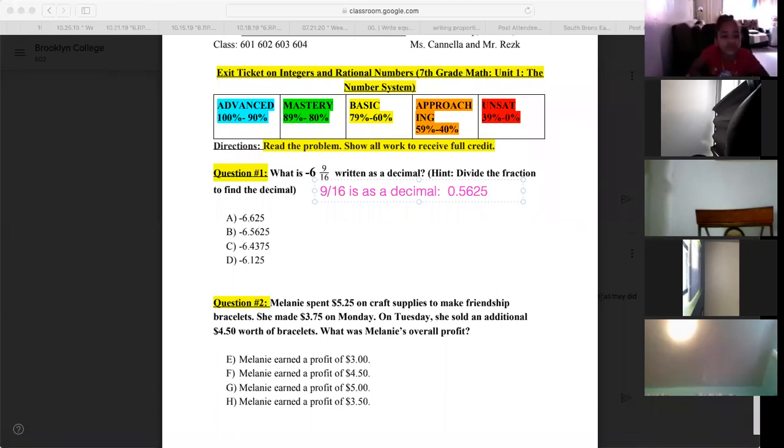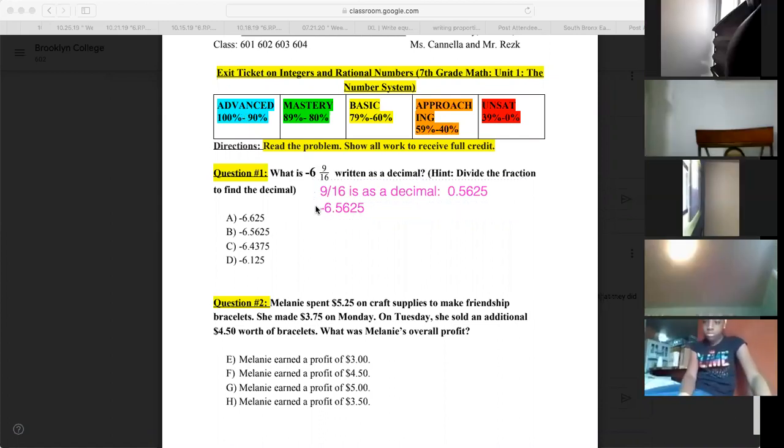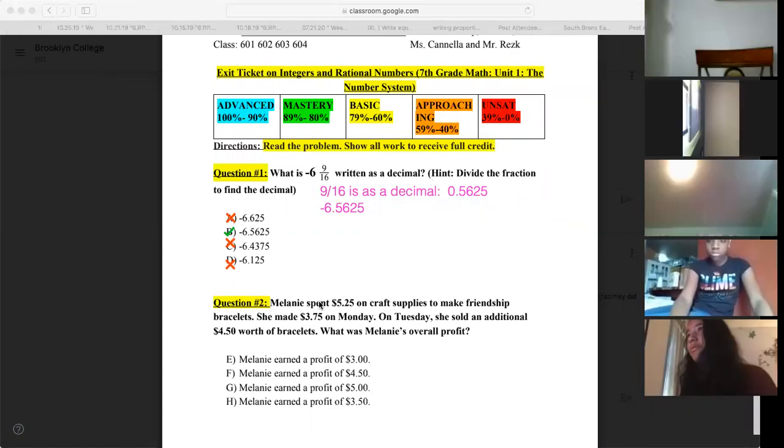0.5625. Okay, so 0.5625. Now we're going to keep the negative 6. So now this becomes negative 6 is the whole number point, and then we add the decimals. 5625. Therefore, what answer should we select? Kira or Jasmine? Which answer matches the pink? It's obviously choice B, right? 1, 2, 3, it's B.